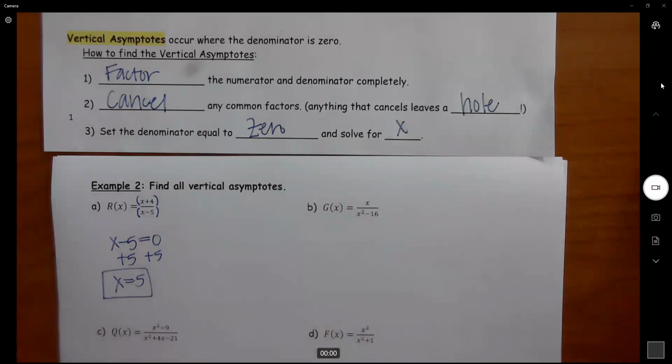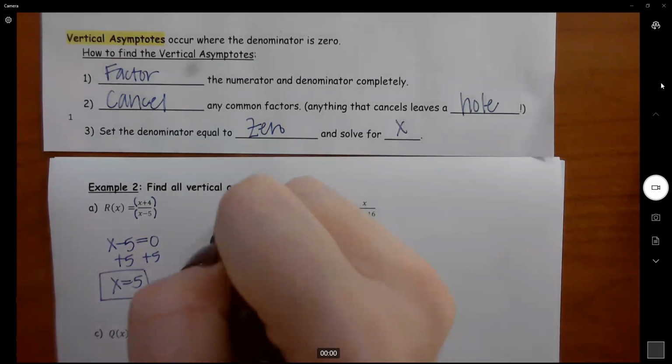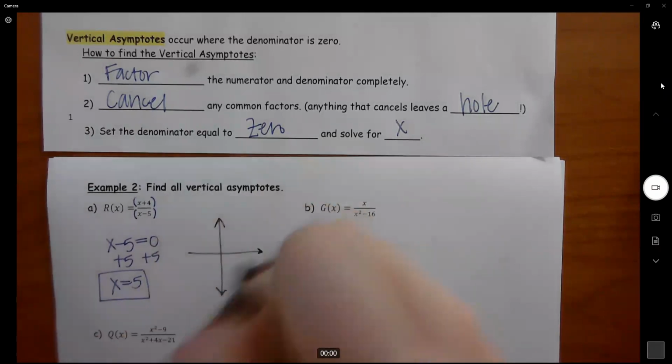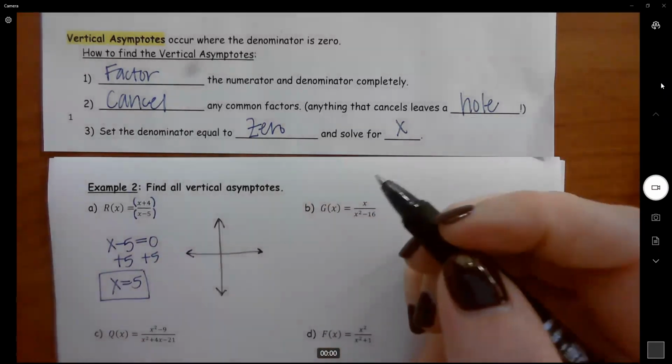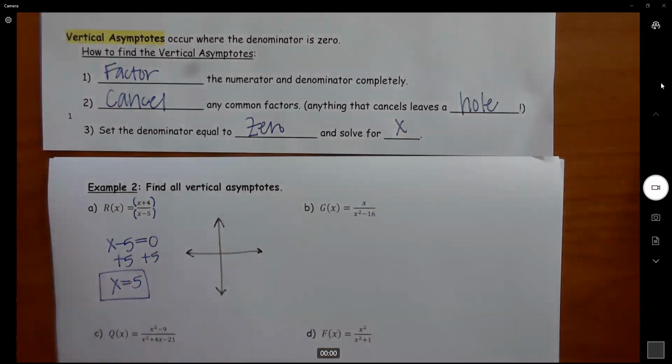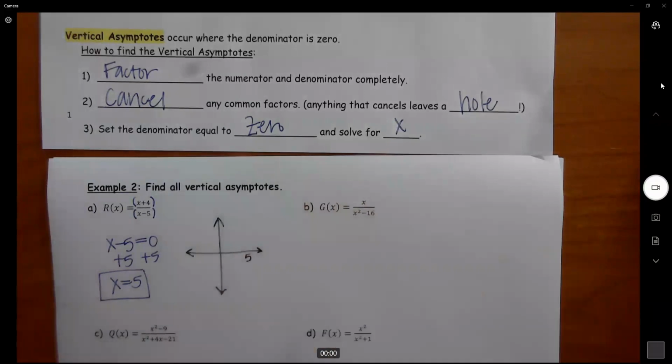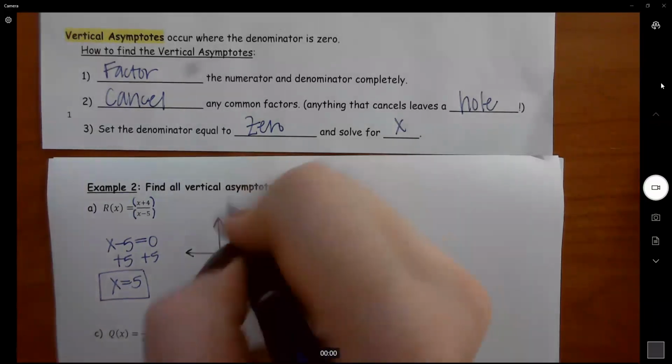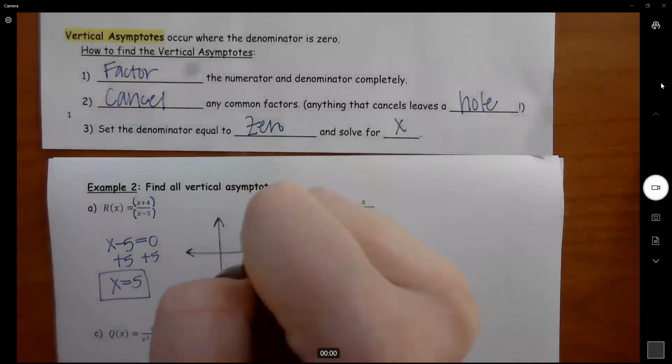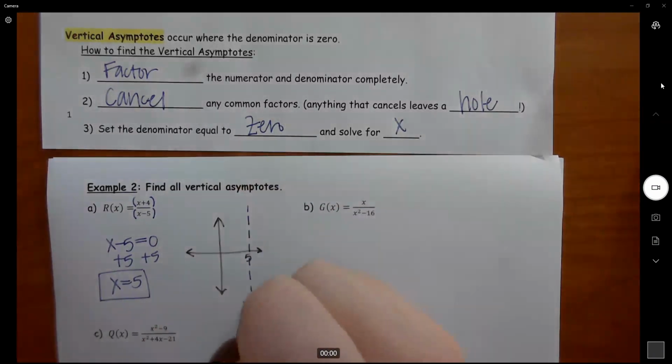If we were to represent this on a graph, we will come along here to where x is 5, and we would have a vertical asymptote right here, x equals 5.